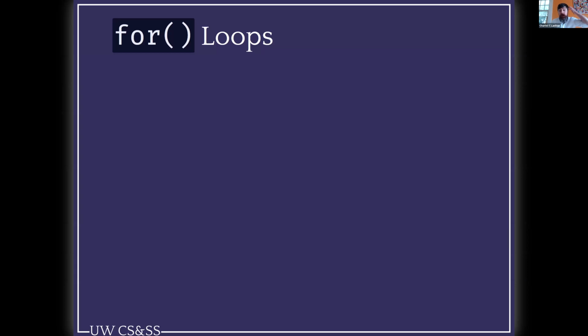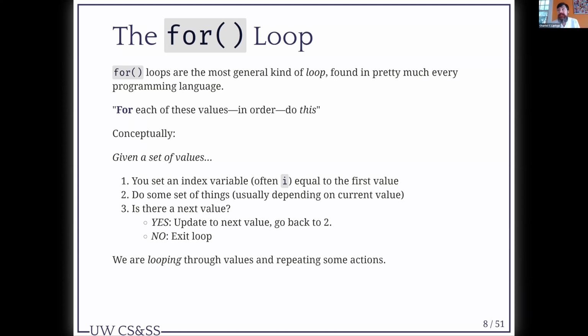Okay, so first thing I want to talk about is for loops. For loops are, at least in data manipulation and analysis, the most general kind of loop. They're found in pretty much every Turing-complete programming language I can think of. I don't know of any languages that you can code iterative tasks in that don't have a for loop. They're really common. So the idea for a for loop is, for each of these values, which you'll provide, in order, do this thing. So conceptually, you will provide some set of values. This set of values could be something like a whole bunch of numbers, like the numbers 1 through 10, but it could also be columns in a data frame or something like that.